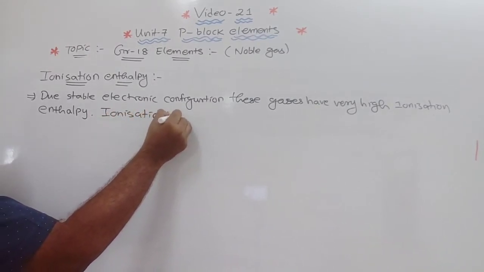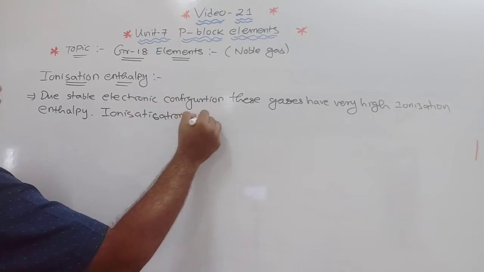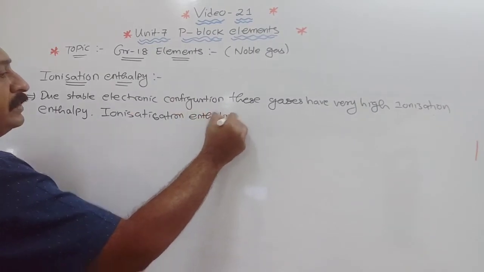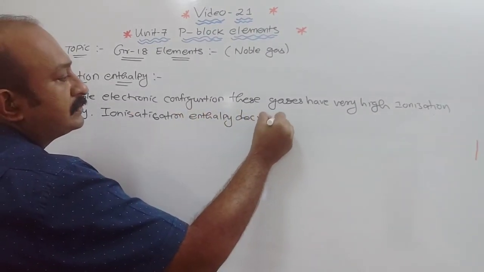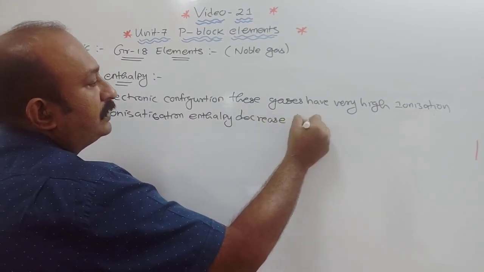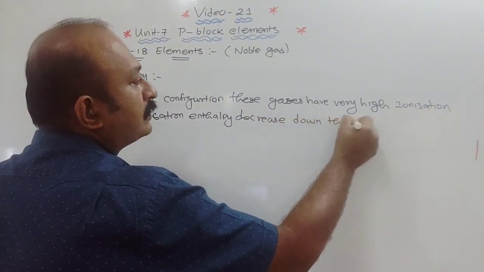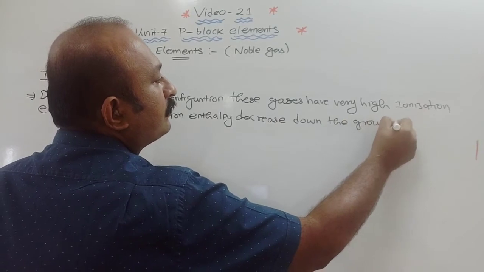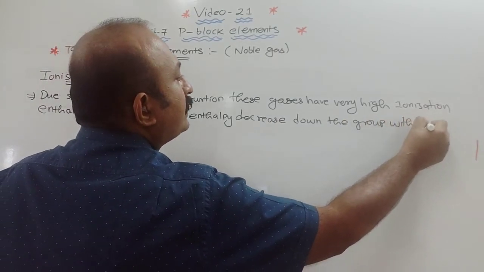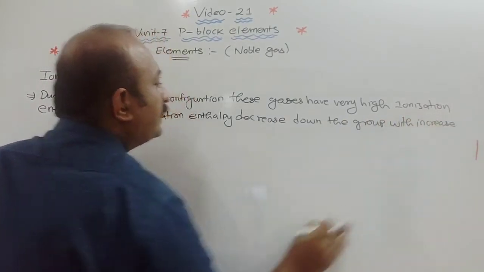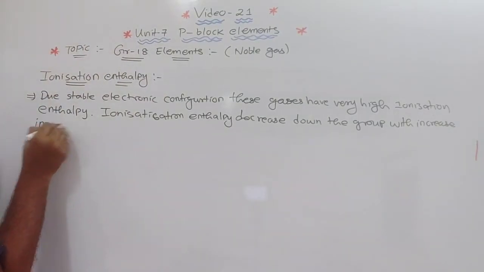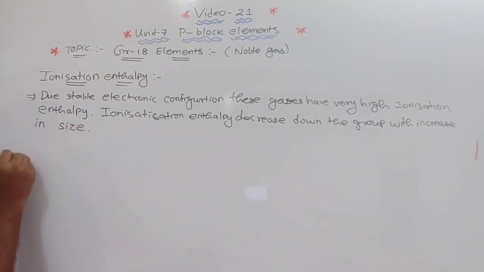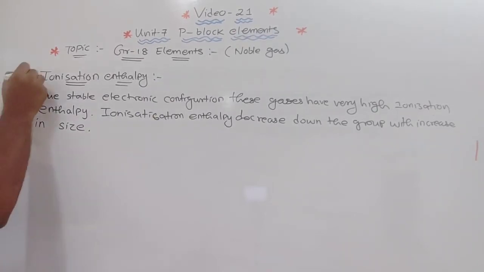Ionization enthalpy decreases down the group with increase in size. Okay, this is the reason regarding ionization enthalpy.